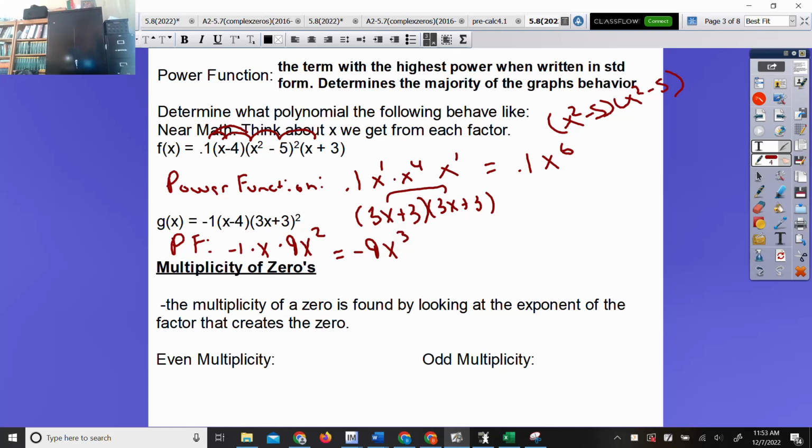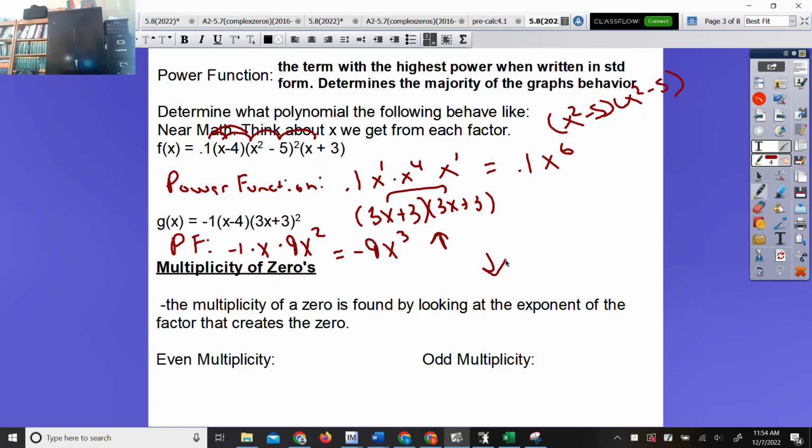How does -9x cubed start its day? Nope. Starts high and low. It's -9x cubed. Negative. That causes a reflection on the x-axis. Starts high and is low.